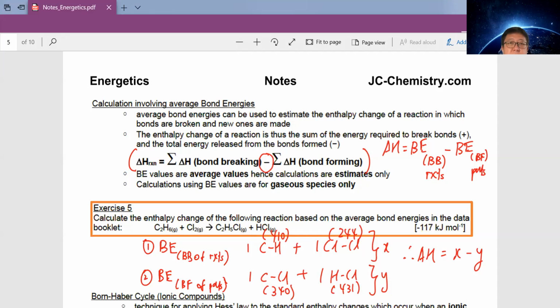Okay, calculator. 410 plus 244. Then 340 plus 431. 771 minus 771 minus 117. Correct? Yes. Correct.